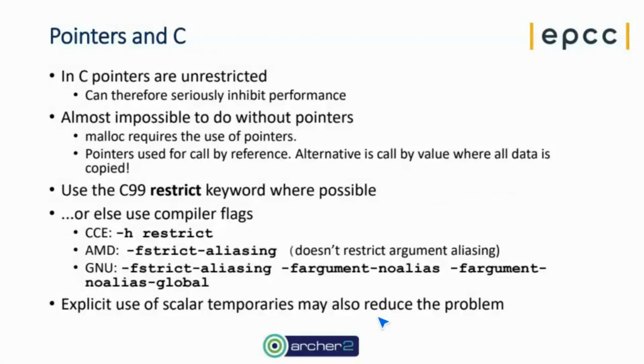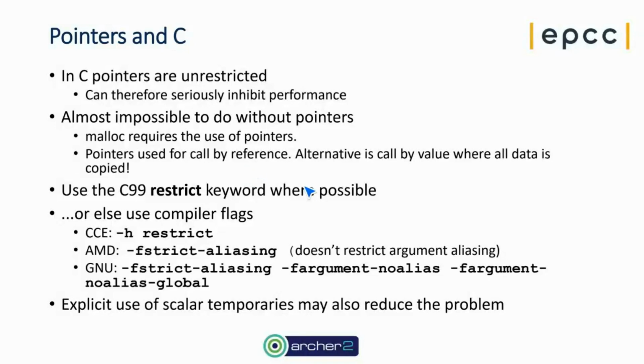And in C, on the other hand, raw pointers can just point to anything. Anytime you do any dynamic allocation, you end up with a pointer. It's basically impossible to do without them. You also need them for call by reference.